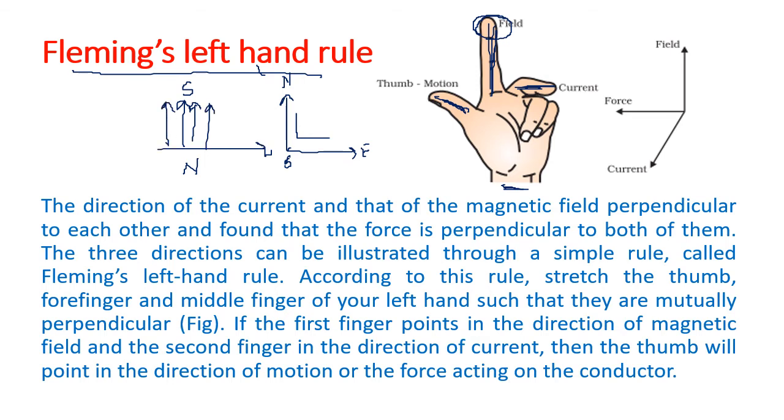The middle finger will show the direction of the current. This is the direction of the magnetic field, and this is the current I. So when the current is passing and the magnetic field is in this direction, the wire will move in the direction of the thumb, that is upward. When the magnetic field is like this and the current is moving in this direction, the force is out of the screen towards you. So this is Fleming's left hand rule, just to understand the motion.